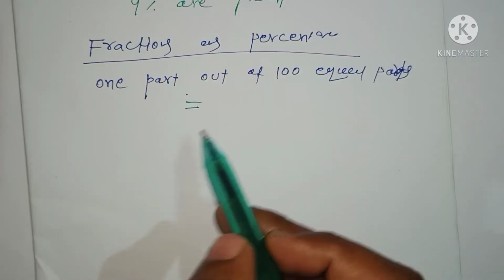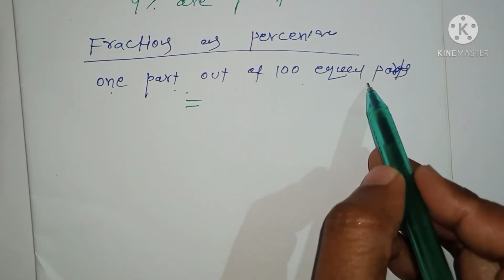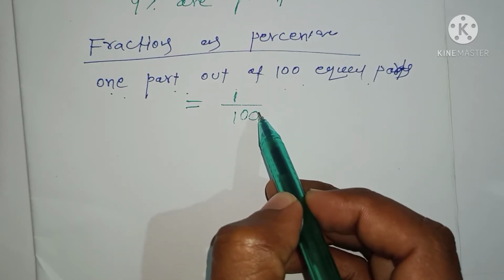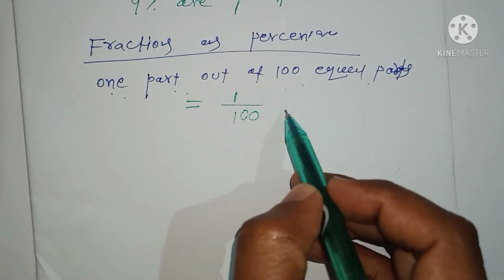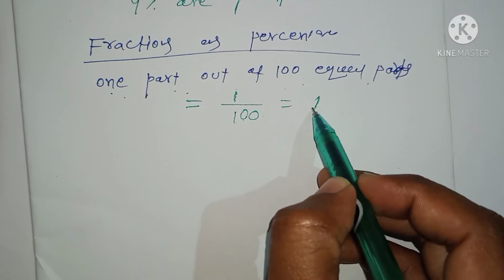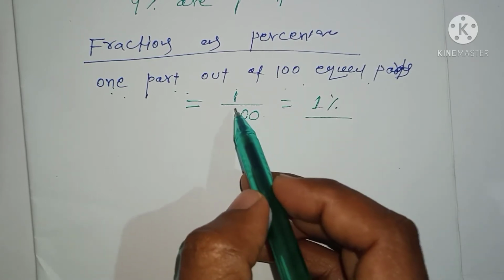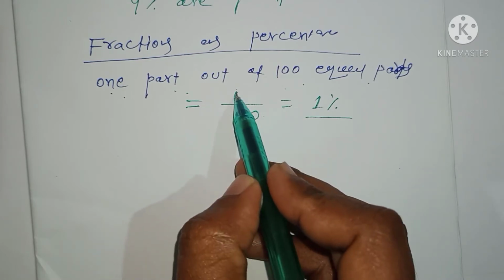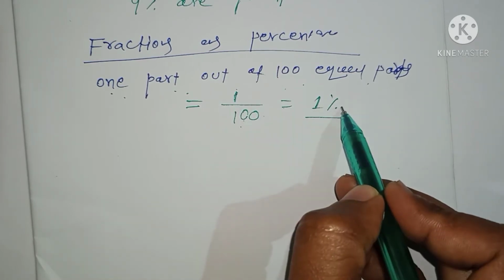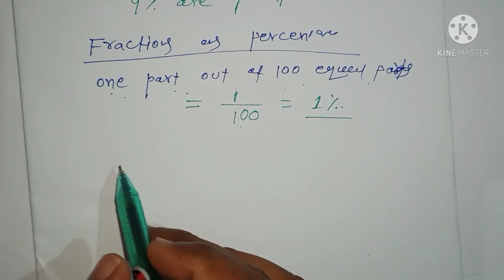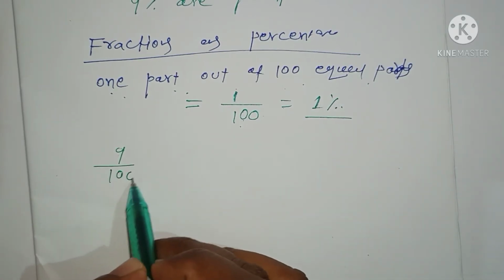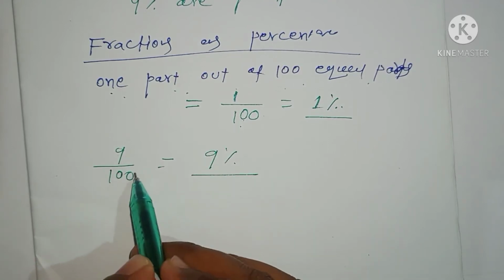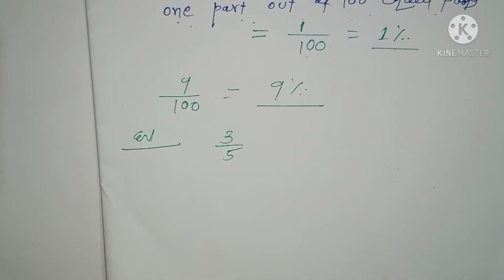Okay, here we can write 1 out of 100 equal parts, that will be 1 by 100. This 1 by 100 we can write as 1%, because we have made clear that percentage means out of 100, means 1 divided by 100 means 1%. Is it clear? Similarly if you write 9 out of 100, that will be how much? 9%. Out of 100 means percentage, 9%.